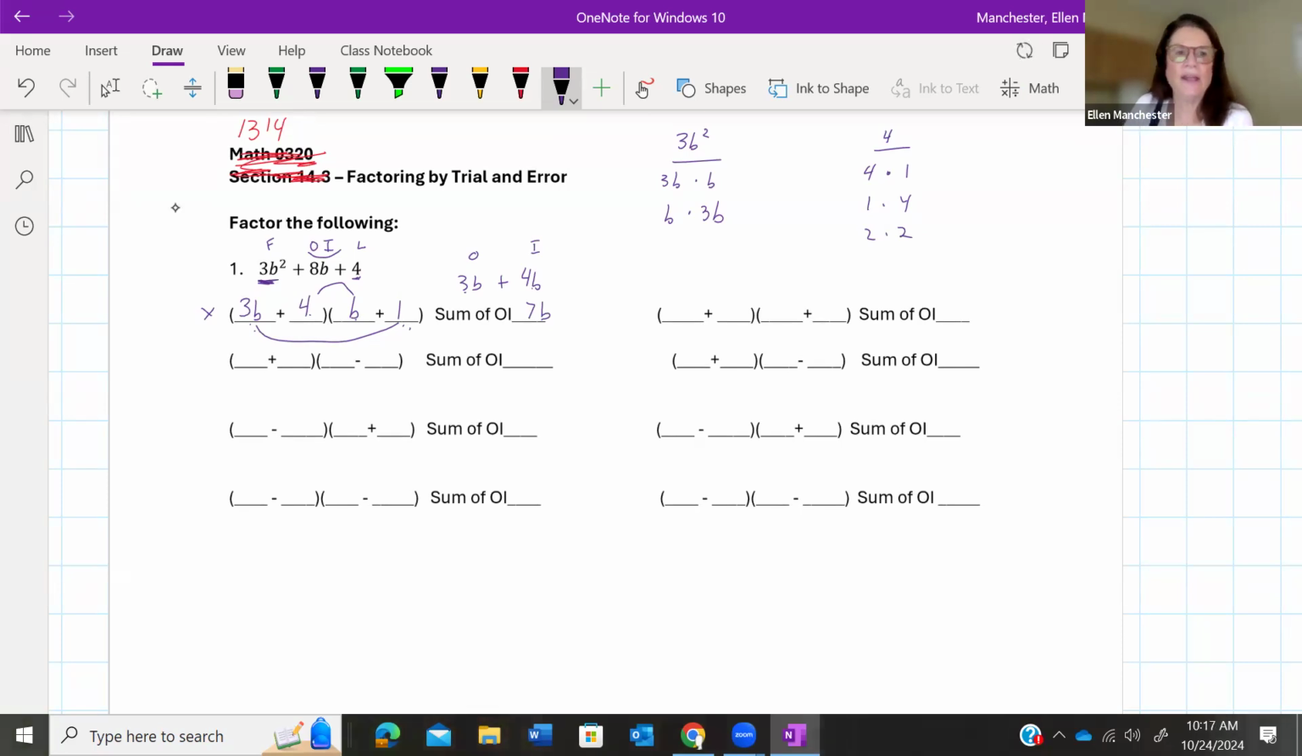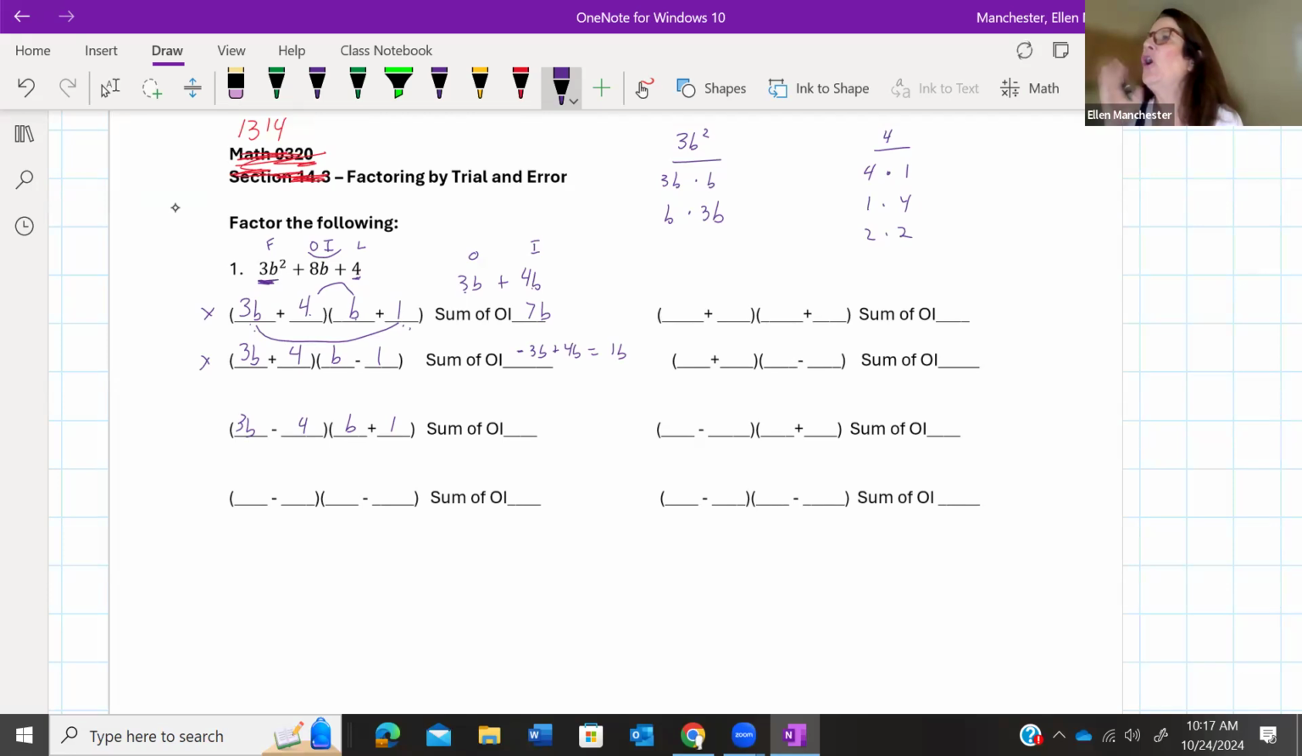Okay, so now we're going to try again. 3b and b, and we'll use 4 and 1, because do you see how the signs are now changing? So the outside is a negative 3b. The inside is plus 4b. So we get 1b. So this one doesn't work. Again, it's just a process of guessing and checking, trial and error. So we're going to go 3b and b, 4 and 1. I'm just checking all the different techniques.